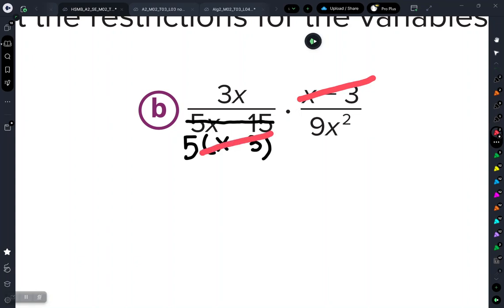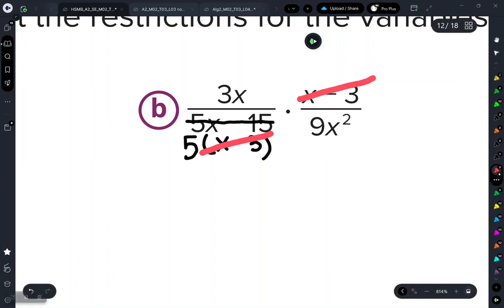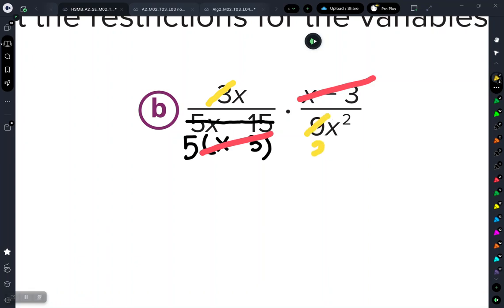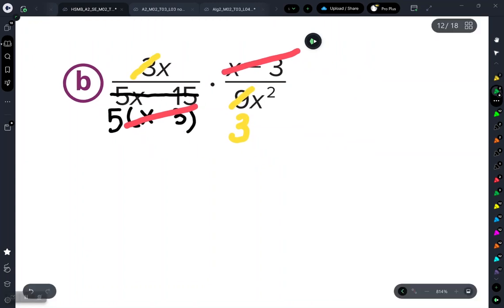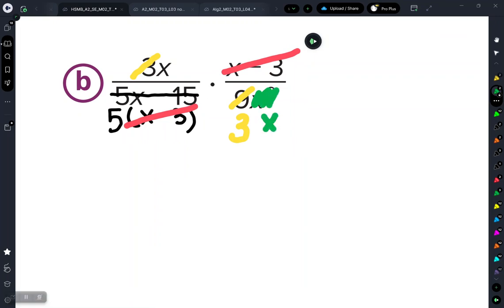All right, what else can I do? I have a 3x in the top left and a 9x squared. So 3 definitely is going to go into 9 with a 3 left over here. And x squared is x times x. So essentially it's going to reduce your exponent, right? Because we can write x squared as x times x. And then you can see that x and one of the x's cancel.